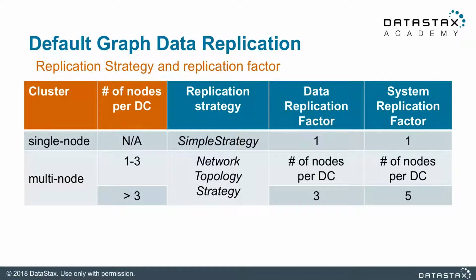Just like with DataStax's version of Apache Cassandra, graphs created in multi-data center clusters should use the DSE network topology strategy setting and a replication factor greater than 1. The default replication strategy for a multi-node or multi-data center graph is the network topology strategy, whereas for a single node, the replication strategy will default to simple strategy. The number of nodes will determine the default replication factor as shown in this table.